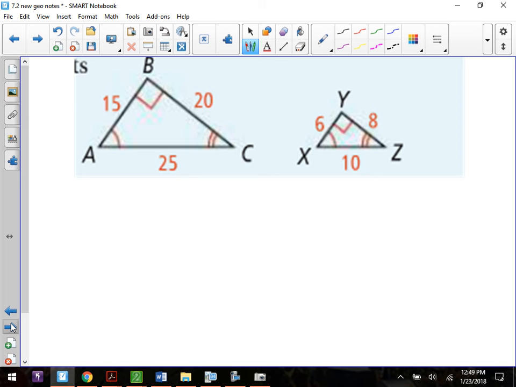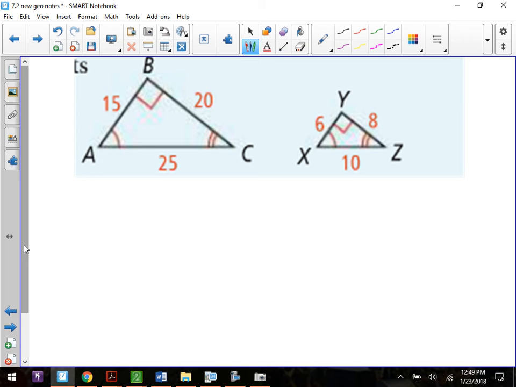So when you go to start a problem like this to decipher whether or not something is in fact similar, it does not matter what letters you start with. I can say it's triangle CAB, BCA, ABC. It doesn't matter, as long as I use the same corresponding letters with the other triangle.